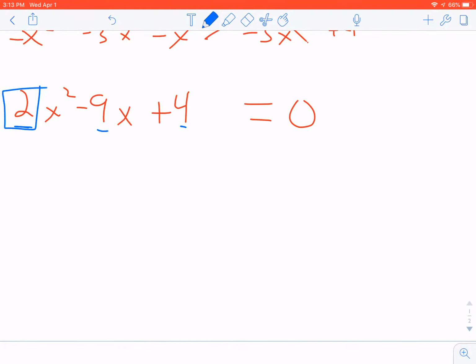Well, this is not a case where that's going to happen. In this case, if I were to check for a greatest common factor, there doesn't exist one between 2, 9, and 4. So there's nothing to factor out.